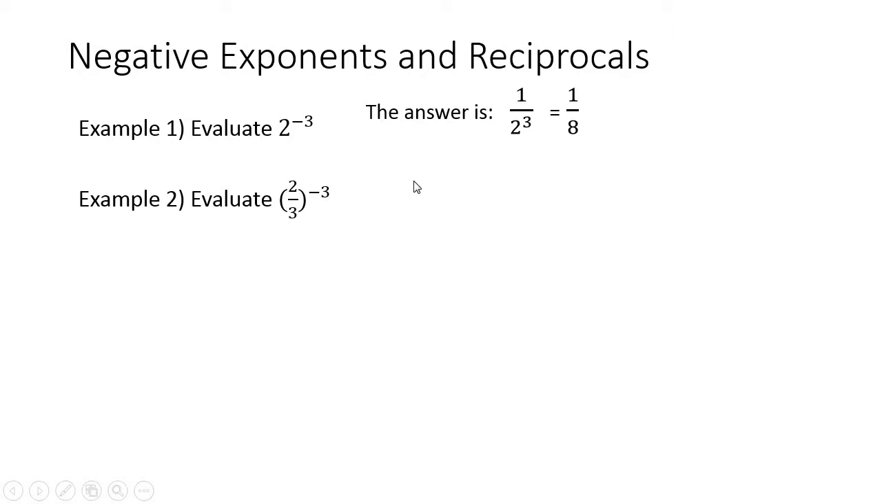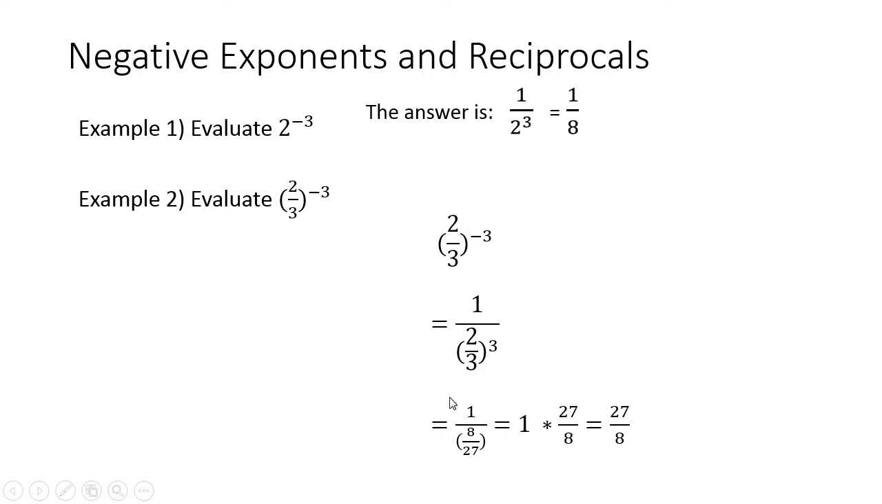Example 2, evaluate 2/3 to the negative 3. So again, you see that negative exponent, write 1 divided by, and then copy everything else you had before into the denominator, 2/3 to the 3. Again, that negative exponent was replaced with 1 divided by, 1 over. And the bottom here we can simplify a bit.